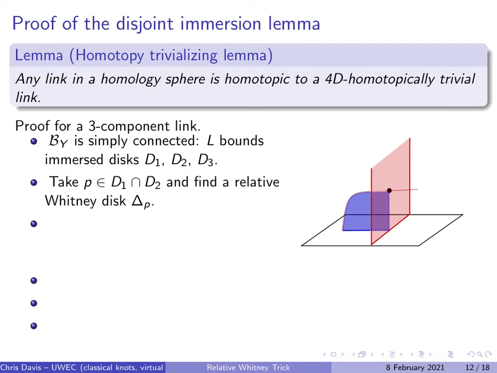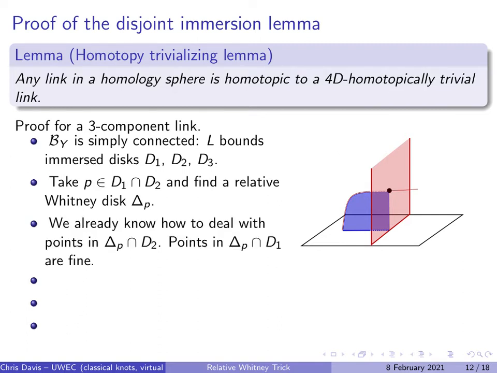Associated to that point of intersection, you can find a relative Whitney disk, delta P. This blue disk is right now being called delta P. This point of intersection was called P. And I'm calling it delta P because there's going to be another Whitney disk that will show up. So I already know how to deal with points in delta P intersect D2. Namely, that was this finger move business.